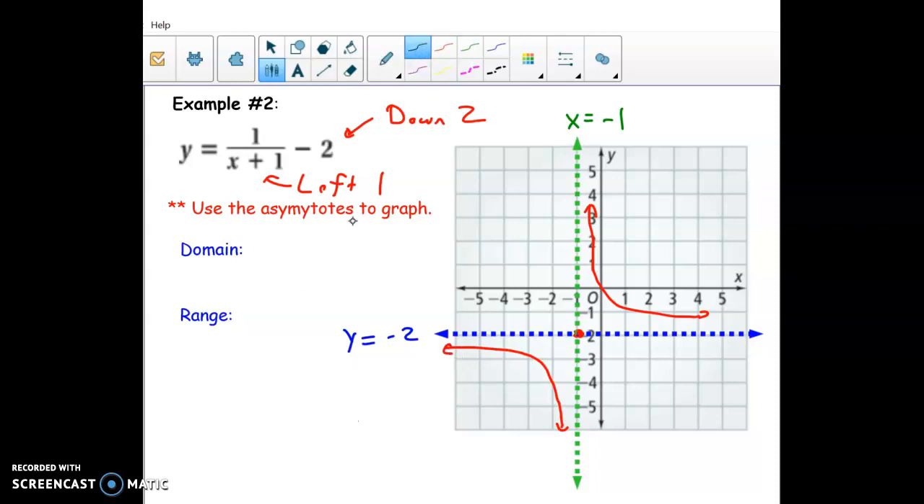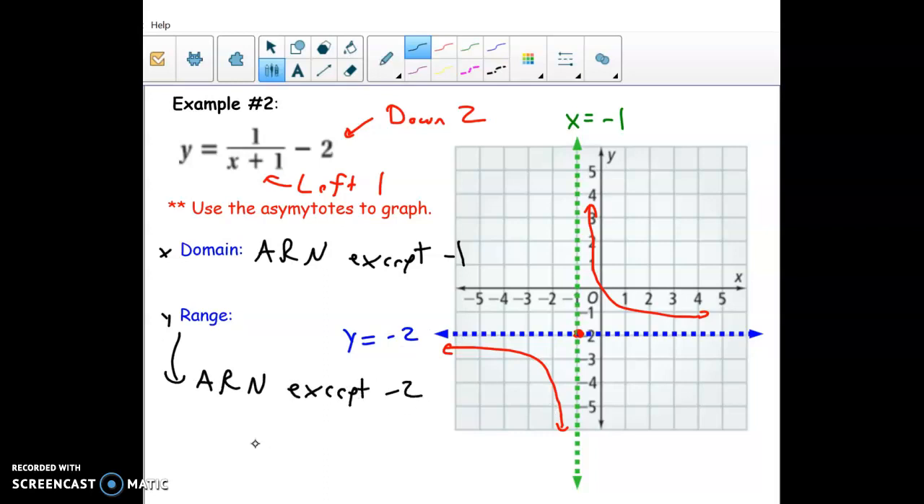So domain and range, again, I would pause and try to do it on your own. What is possible for x? What is possible for y? X is going to be all real numbers, except, if we look at this graphically again, we get closer and closer to -1 on the x-axis, but we never hit it. So it's going to be all real numbers except -1. Range is very similar. For the y-axis, we go all the way up and all the way down, but we never hit -2. So you can use your asymptotes to figure out the domain and range. So here, range is all real numbers except -2.